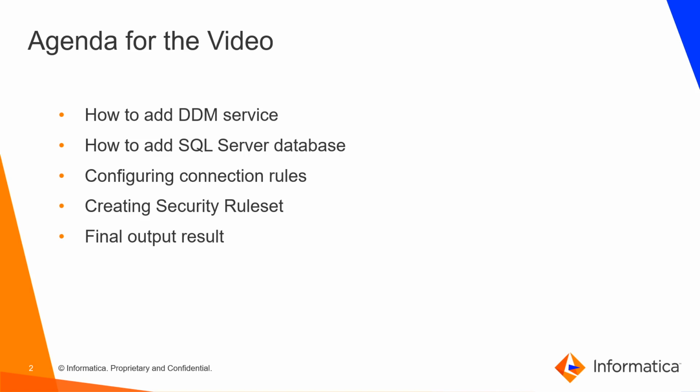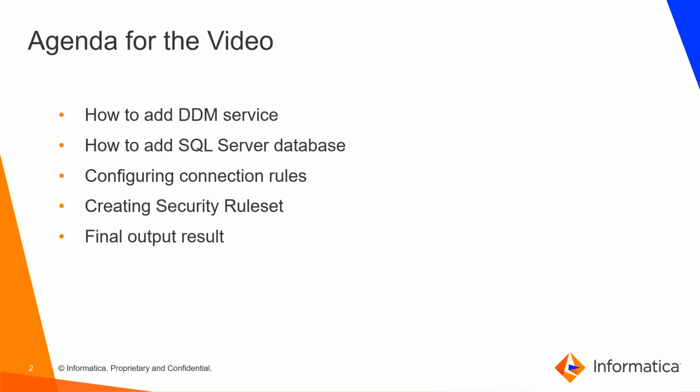Agenda for today's video is, in order to perform masking, first we need to create a DDM service, then a target database node should be created, then security rules and connection rules we need to create. DDM service is nothing but a database service, for example SQL Server. Then DDM for SQL Server service should be created. Then a target database node should be created for SQL Server.